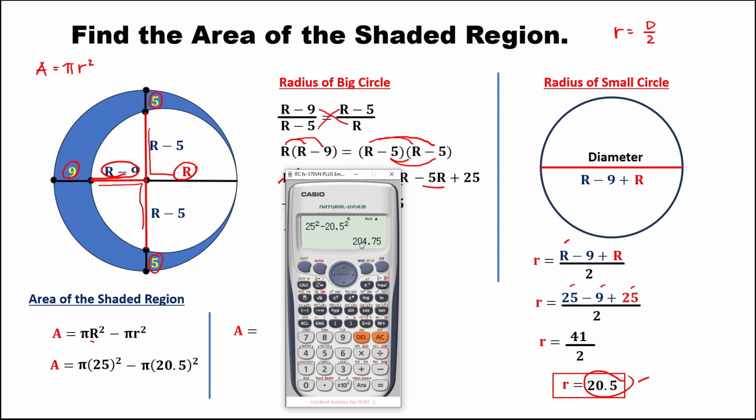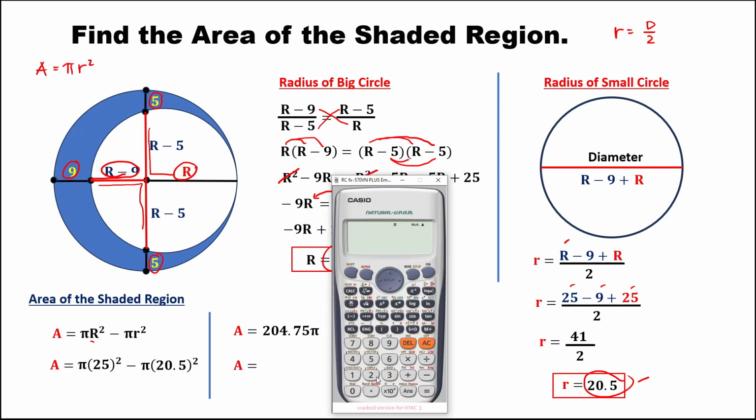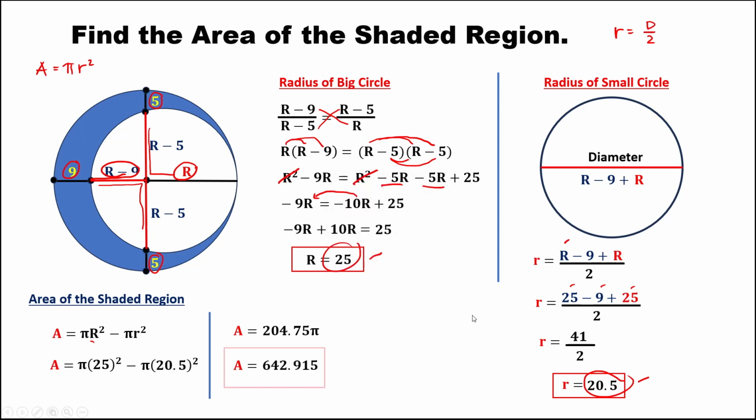So this is equal to 204.75, then times pi, or area equals 204.75. Since pi is 3.14, times 3.14, so the area of the shaded region is 642.915.